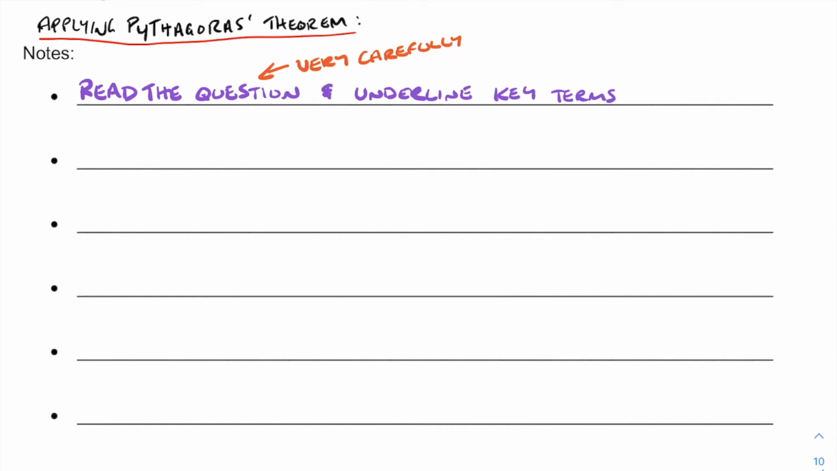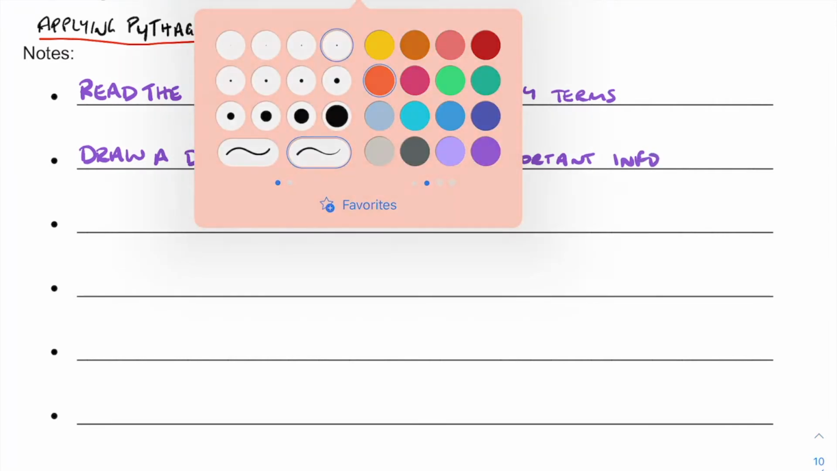The next step, it may be required, it may not be, but if you don't have one of these, you should probably put one in, and that is draw a diagram. We're going to draw a diagram and label the features or the important information. So this is all the stuff that we have gleaned from reading the question properly. Okay, so this is all from the question.